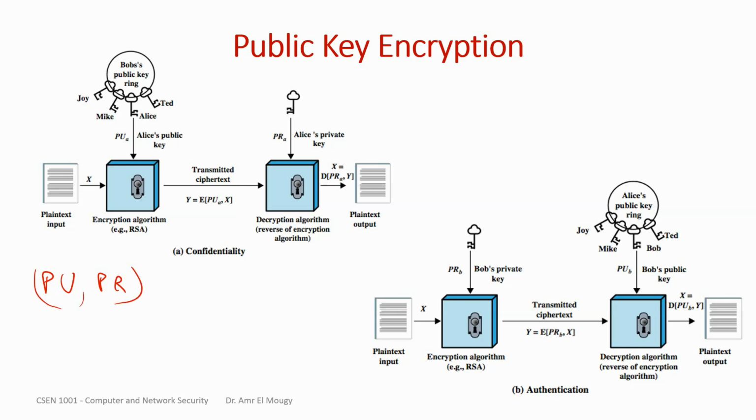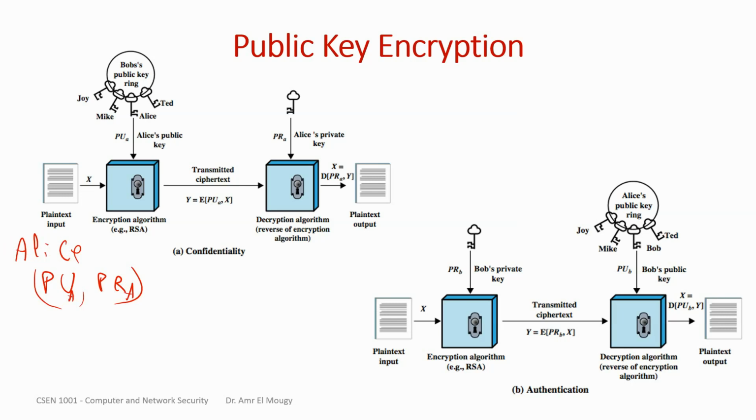Okay? The public key, from its name, is public. That means it's published. Everyone in the world can actually know it. The private key, on the other hand, is private. It is kept secret for only the user who owns it. So if this is, for example, Alice, Alice has the public key of Alice and the private key of Alice. So Alice will publish her public key and will keep her private key secret.